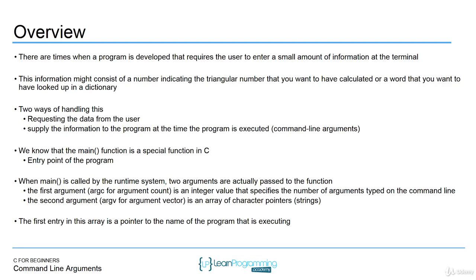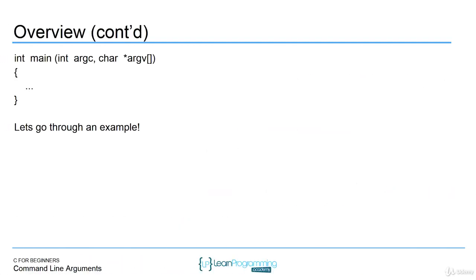And I'll demonstrate this. So here's an example. This is the main function, and it has two arguments, or two parameters, really. We'll talk about the difference between parameters and arguments as well. But you see it says int argc and then char, and there's a star asterisk argv. Again, don't worry about that.